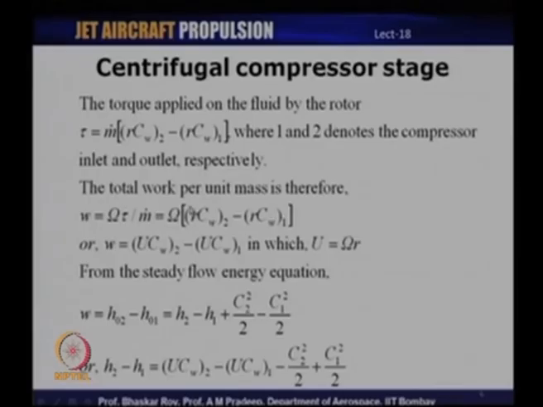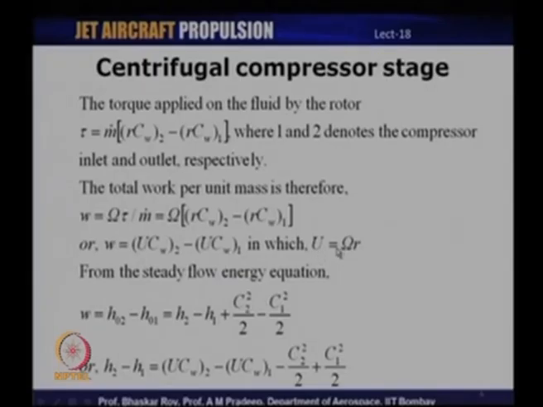Therefore, we can now calculate the work done per unit mass, which is equal to the torque times the rotational speed or angular velocity, divided by the mass flow rate. So we divide this by m dot and multiply by omega. We get omega times R CW at the outlet minus R CW1 at the inlet, and omega times R is the blade speed, that is, angular velocity times the radius, the peripheral velocity. So, work done per unit mass is u times CW at outlet minus u times CW at 1, where u is equal to omega r.